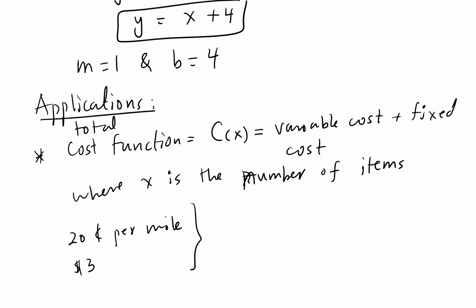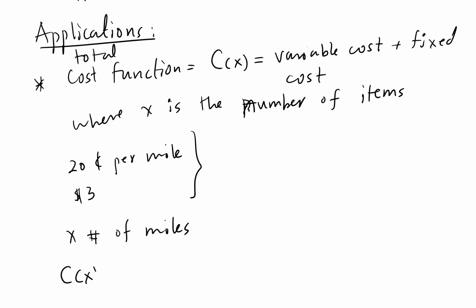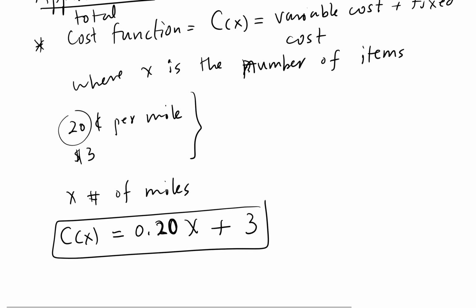So then what would be the cost? Say there's an X number of miles. Then the total cost, C of X, would be the variable cost, 20 cents times the number of miles. In dollars, that's 0.20x, because I want to get everything in dollars, plus the fixed cost, which is the $3. So that gives us the cost function.